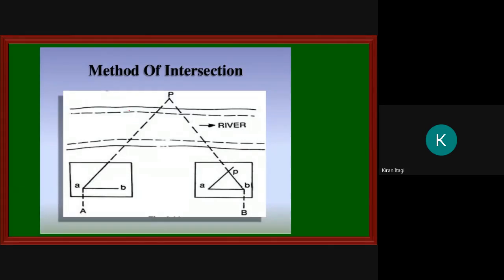From here to here, there is a river. I can't measure it. So this is my station P. I want to plot it on the sheet. So what will I do? I will keep the table at station A. I will bisect P, and I will also bisect A. Then I will go to station B. I will do orientation taking back sighting first, so that it is in a straight line. Then I will bisect P. It is bisected here. These are some intersection methods.